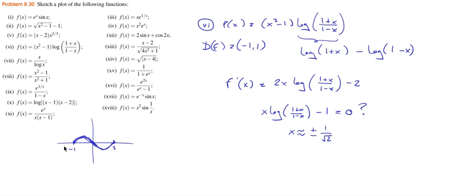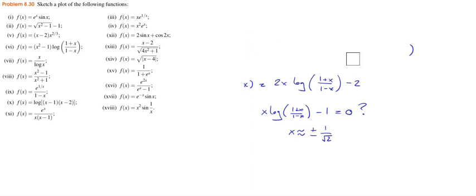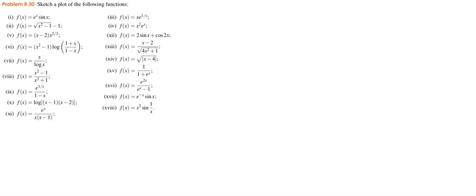Okay, let's do part, what's now? Part 7. Part 7 is f equal to x divided by the logarithm of x. So the domain is positive values of x, but also without 1. So this is (0, 1) union (1, infinity).